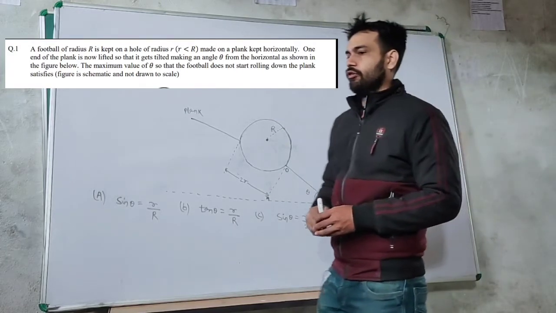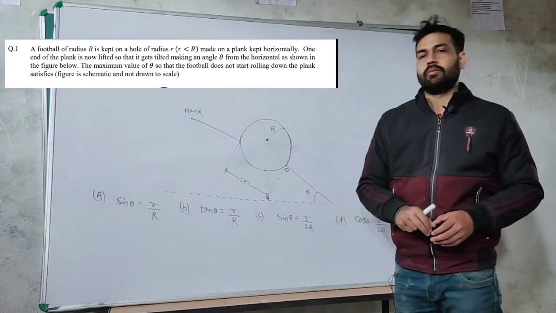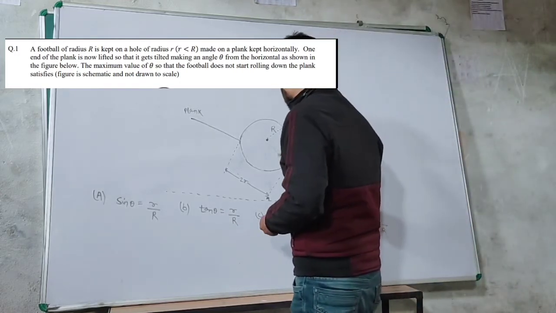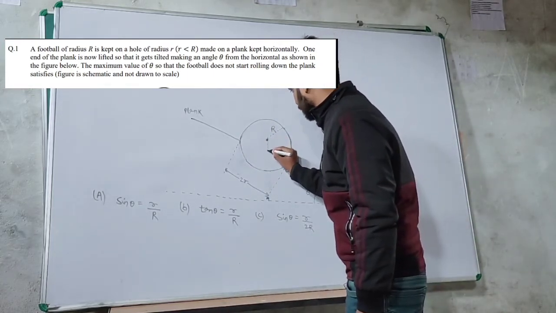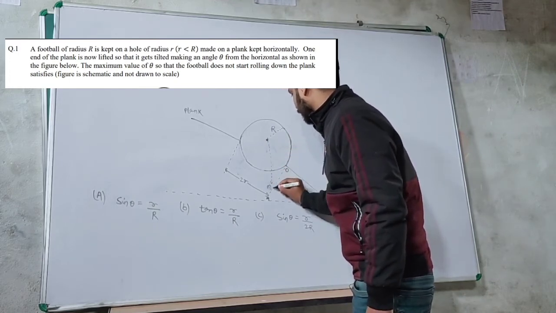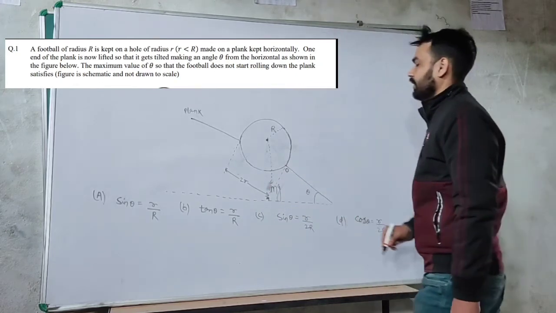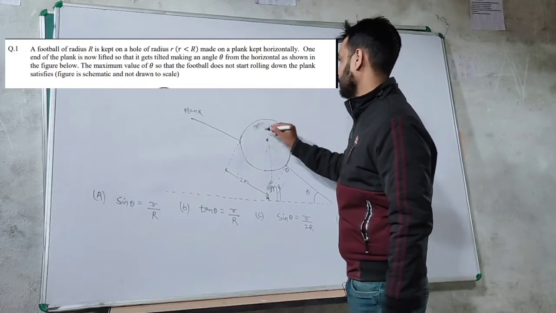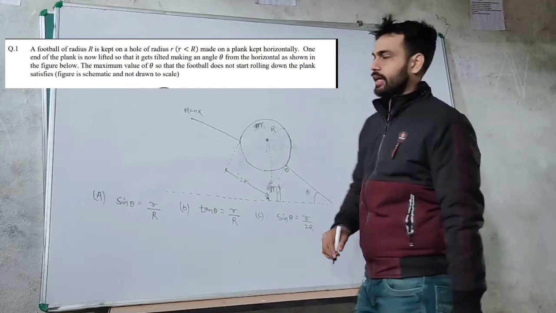Students, before starting our solution, we must draw the FBD, the free body diagram, of this football. Starting with the free body diagram, the weight mg is always in the downward direction. Here we assume the mass of the football as small m. Hence the weight is always in the downward direction.